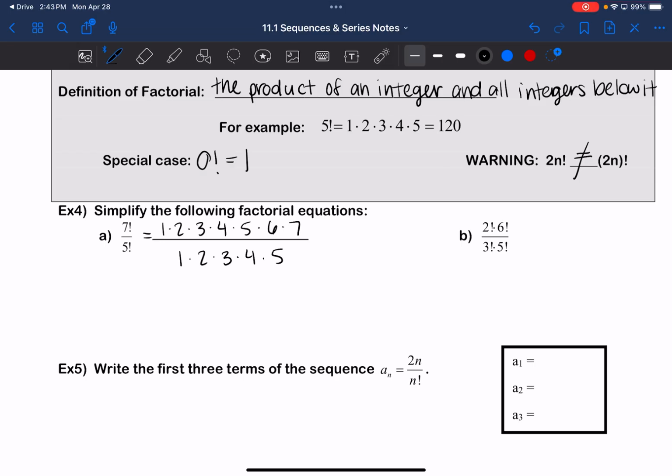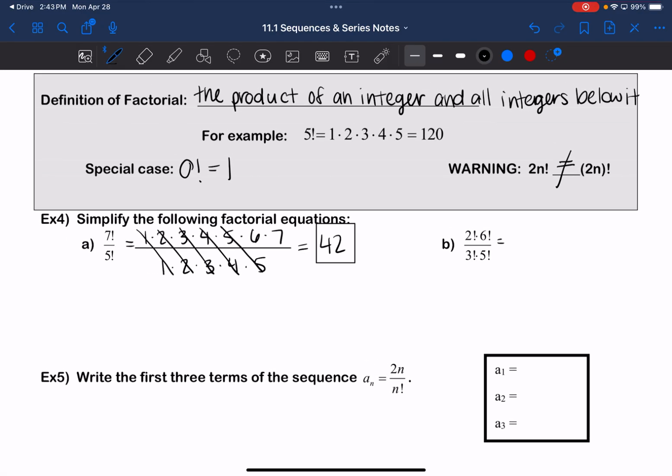Now, if I write it out like this, I can already see some things that should divide out in the numerator and denominator, right? These 1s, 2s, 3s, 4s, and 5s, they all divide out. So all that's left is 6 times 7 in the numerator. Well, what is 6 times 7? And there was nothing left in the numerator except that understood value of 1, right? So it would just be 42. Okay? Same idea for part B.